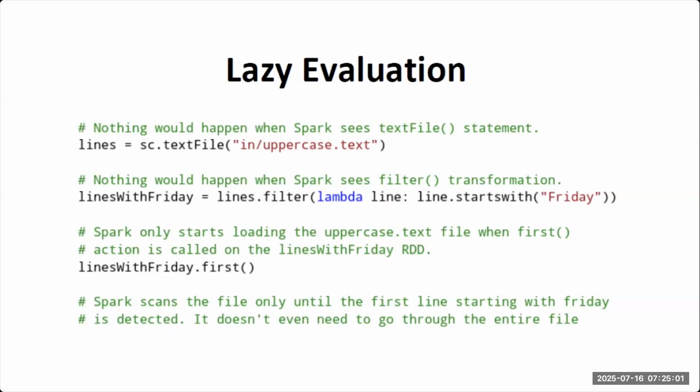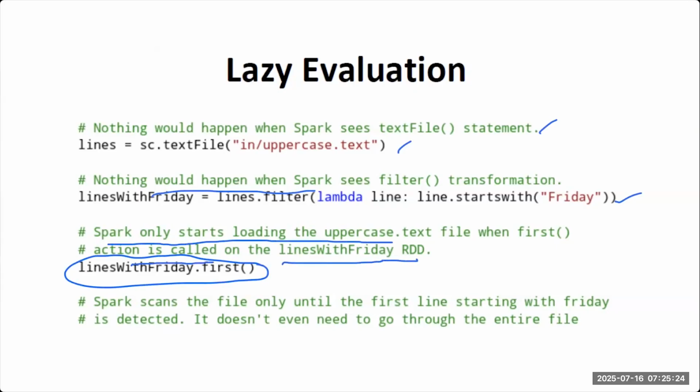See here, nothing would happen when Spark sees the text file. You are reading the text file, nothing will happen. Once you filter it, nothing will happen here. Once you write first, then the action is called on the lineage with the RDD. Spark only starts loading the uppercase text when the first action is called.